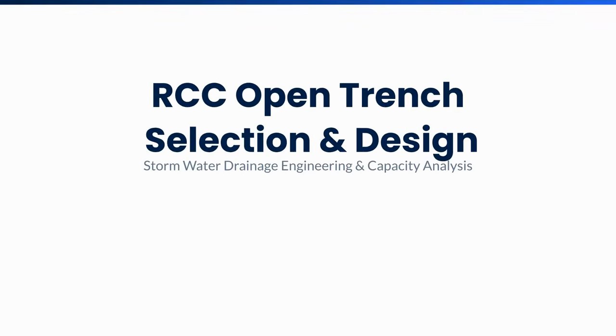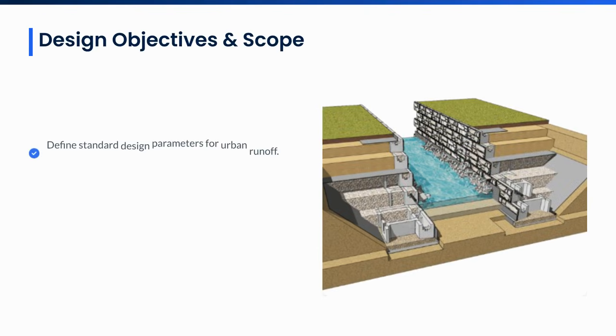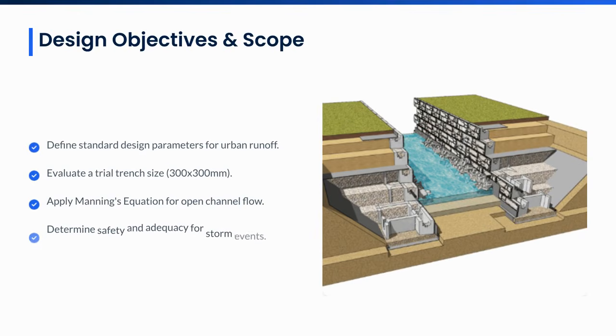Next, let's explore an alternative design approach, an RCC open trench for stormwater drainage engineering and capacity analysis. The design objective for the open trench is to define standard parameters, evaluate a trial size of 300 by 300 millimeters, apply Manning's equation for open channel flow, and determine its adequacy for storm events.